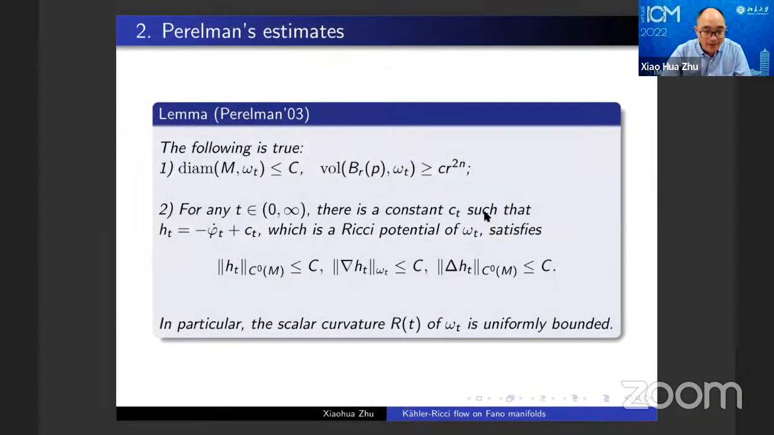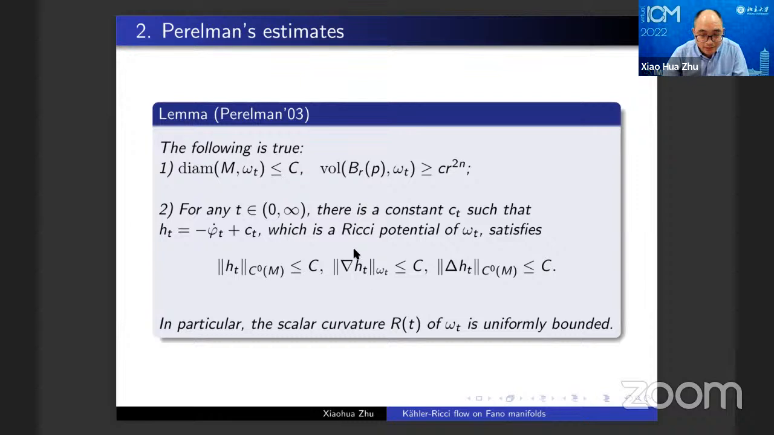So in fact, Perelman also has deep work in Kähler-Ricci flow. In a lecture around 2003, he gave the following estimates. First of all, the diameter is uniformly bounded along the flow. And also for volume, the volume is like in Euclidean space, so this means the manifold is not collapsed. But he also got an estimate for the Ricci potential. Here h_t is the Ricci potential. He proved the Ricci potential is also uniformly bounded, and the gradient and Laplace estimate for the Ricci potential are also uniformly bounded.